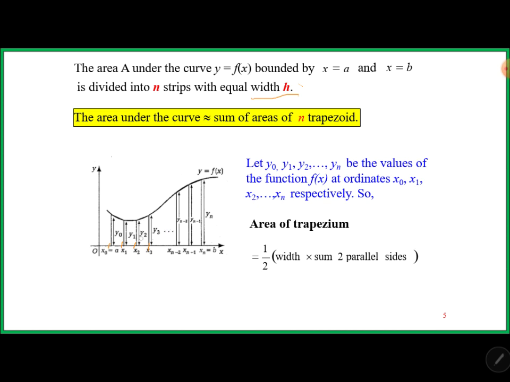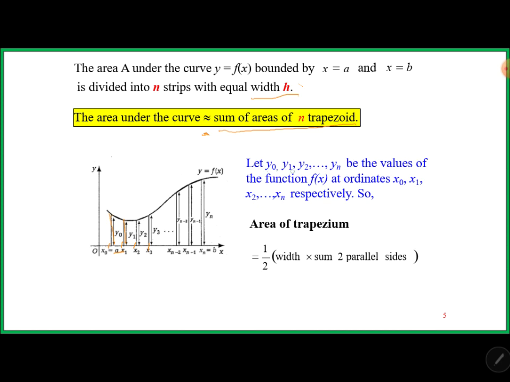If we know the area of each strip, then we can total everything up to find the area under the curve. This means the area under the curve is approximately equal to the sum of the areas of n trapezoids. Each small strip is a trapezoid because we have a width and two parallel sides of different lengths. Let us see how the trapezoidal rule is applied in finding the area.